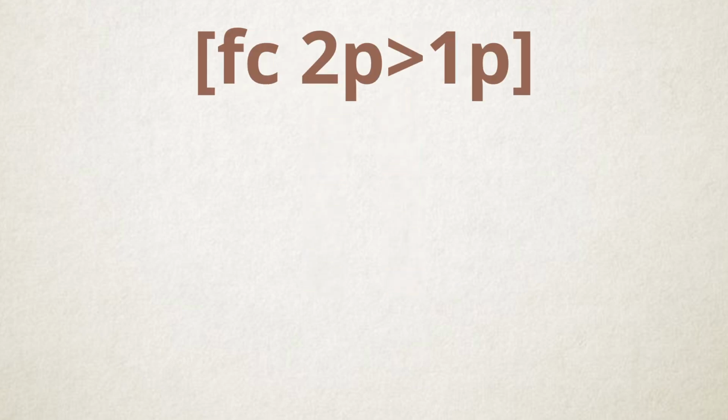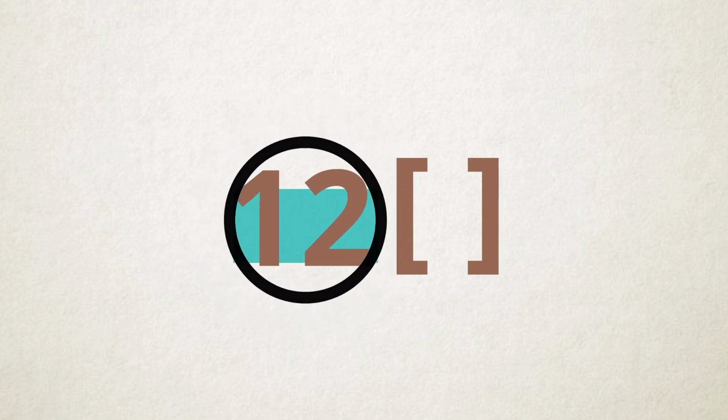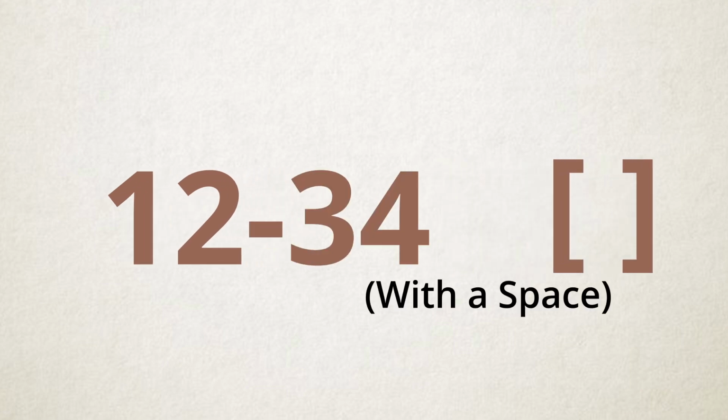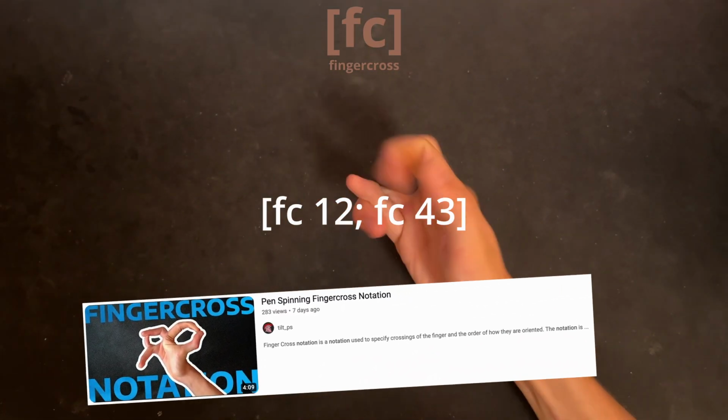Next we'll look at bracket notation. A bracket is a special notation to signify something more specific. Whatever slot the bracket is next to is the slot that bracket applies to. The bracket must be right next to the slot unless the bracket is at the end of all the slots, then it's applied to the whole trick. Bracket notation can be many things, one of which is finger cross notation. Check out my finger cross notation video if you're curious about that.